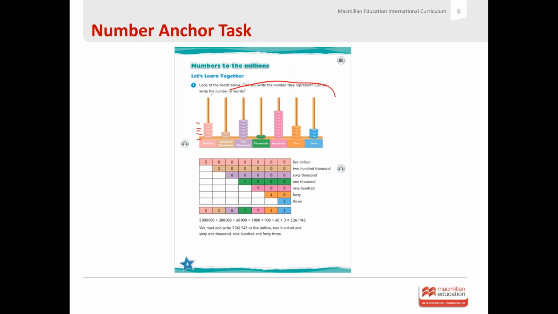We can use a visual representation like this, or you can use place value counters. It does the same thing. If you don't have something like this in your school, you can use place value counters. And you can discuss how these 5 counters represent 5 million.